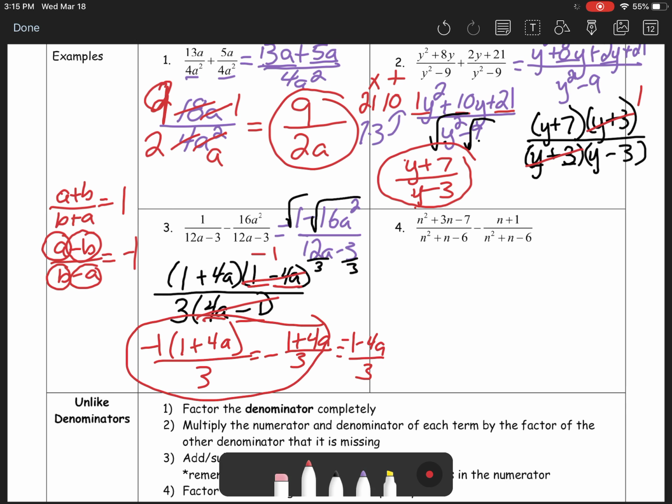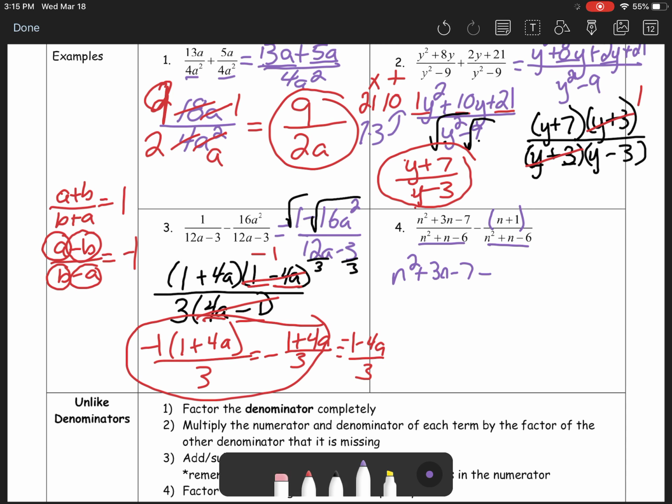All right, so number 4 is one of the tricky problems with subtraction, and we just need to remember things like those two, these are in parentheses. So again, we have our common denominators, which is lovely. So I rewrite this. I subtract across, this is going to be n squared plus 3n minus 7.